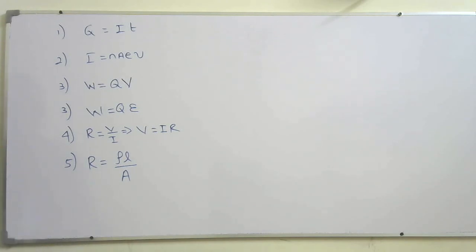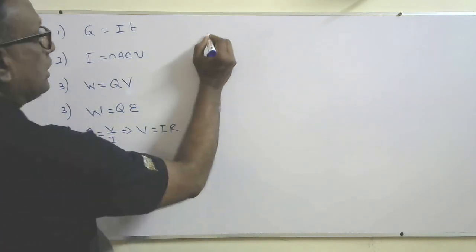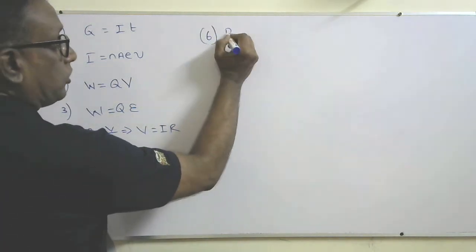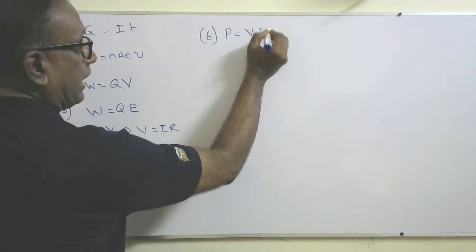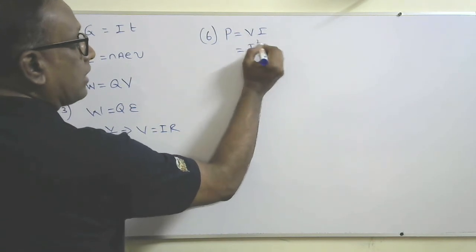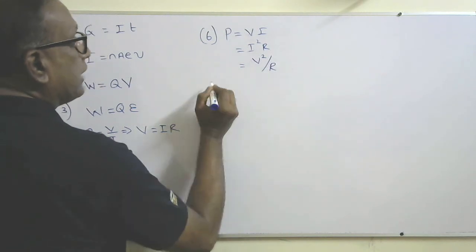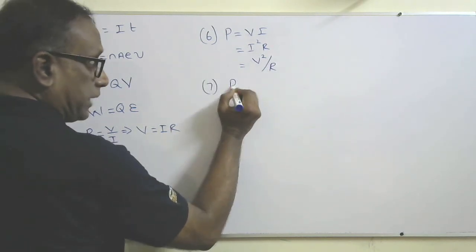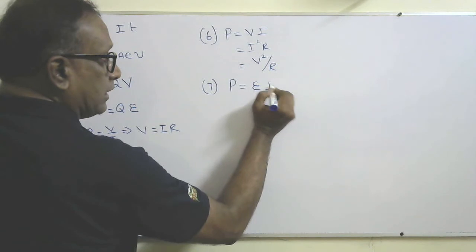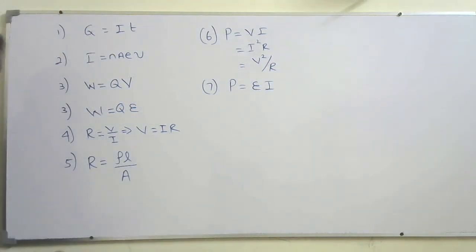Then we learned about electrical power. Just now I wrote it. Electrical power consumed by a component is given by P equal VI or I squared R or V squared over R. Then the power generated by a power supply is given by EMF times current. So these are the equations we have learned so far in electricity.